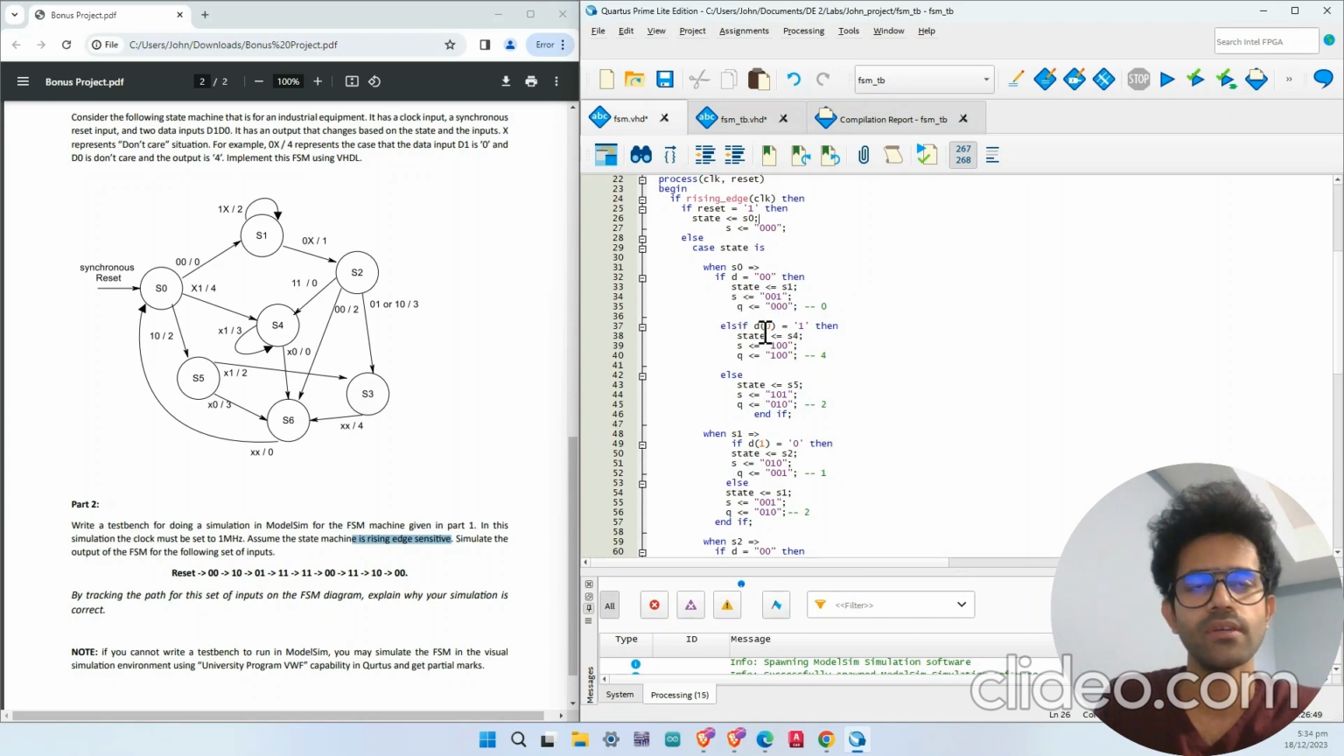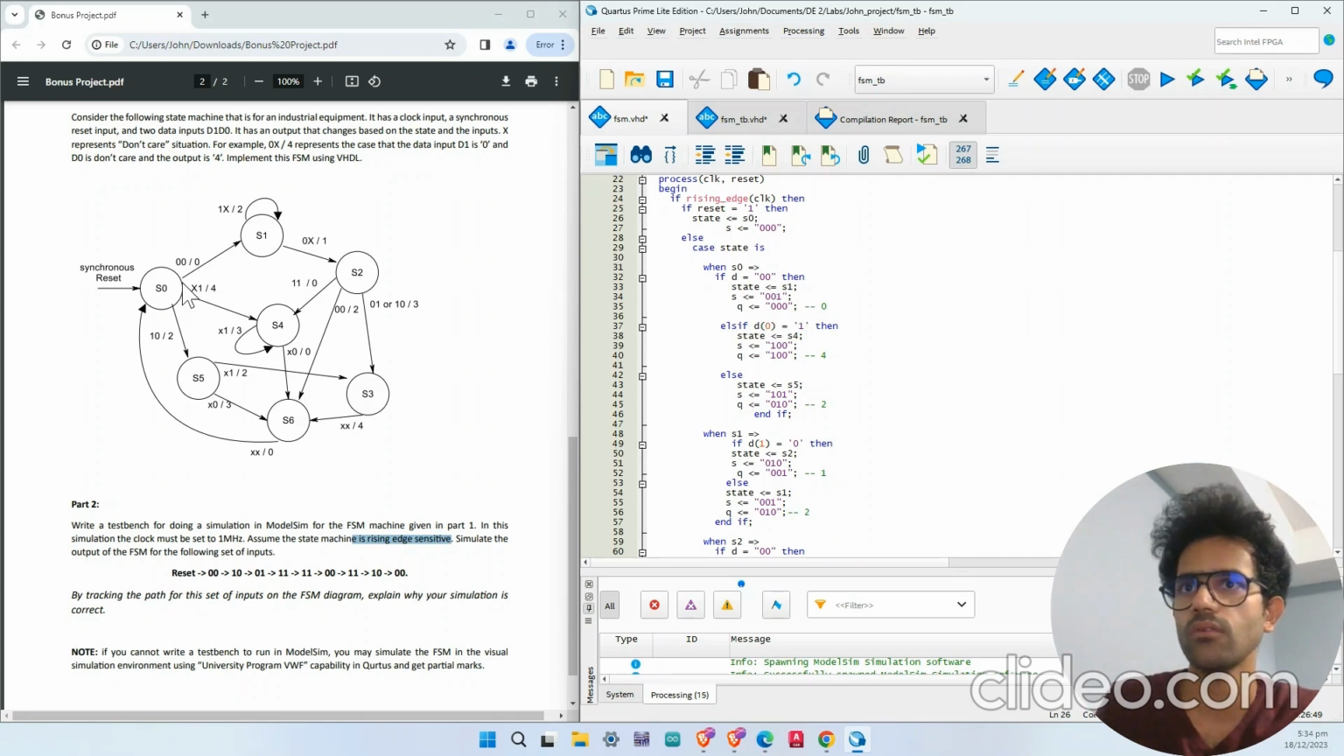And now else if D of 0 equal 1. What this does is we are checking if the least significant digit of D is 1. So this will account for, sorry, D0 equal to 1.